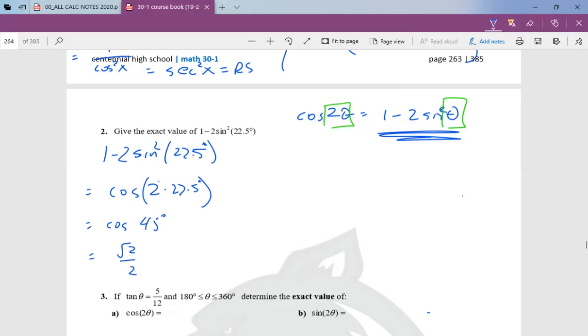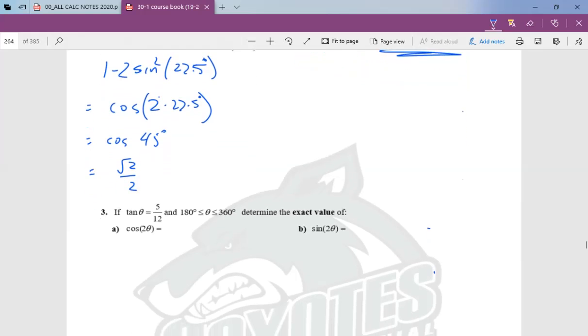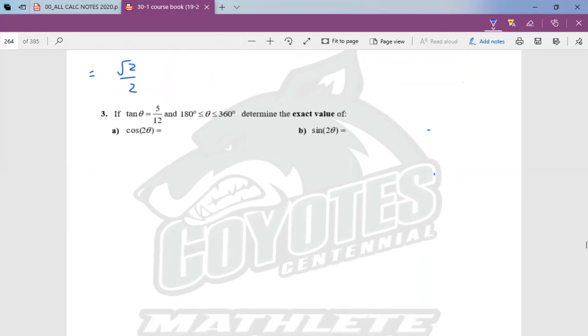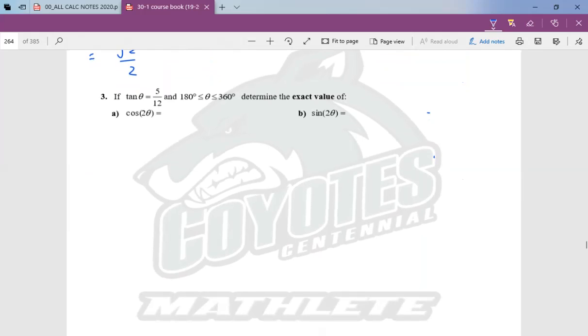Number 3. If tan theta is 5 over 12, and we are between 180 and 360 degrees, let's state our exact value. Okay, let's start off with this part first about tan theta is 5 over 12. So before we even dive into part A, let's look at this. Theta is between 180 and 360, tells us that we are in 180 less or equal to theta less or equal to 360 degrees.